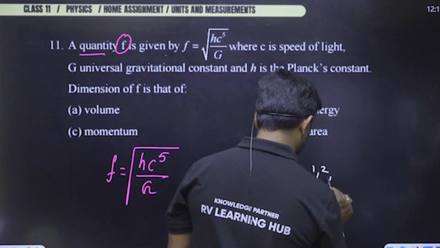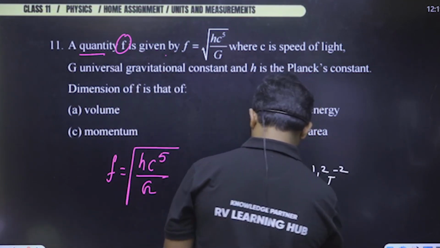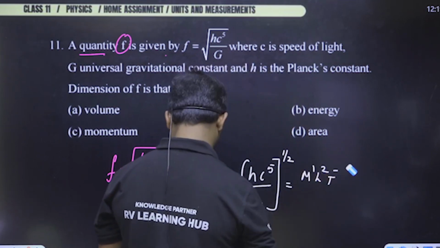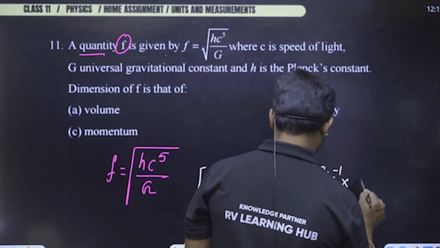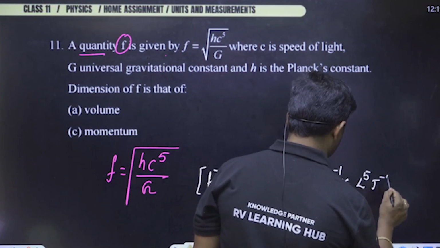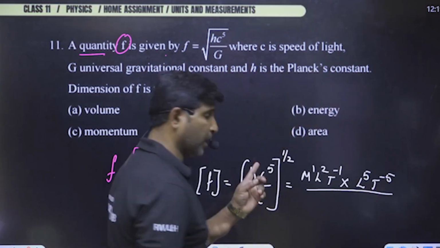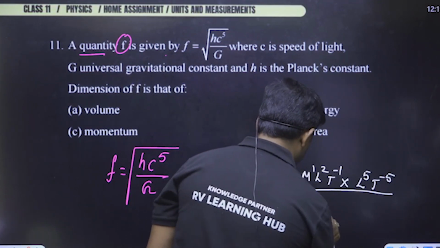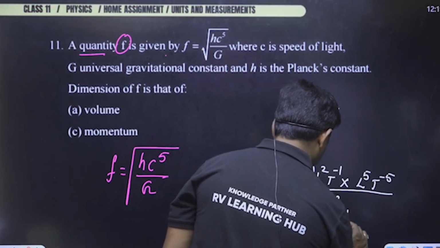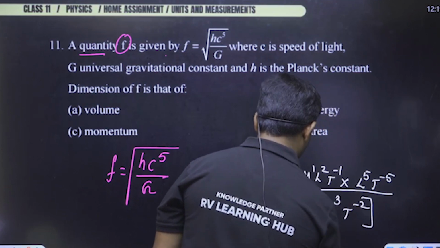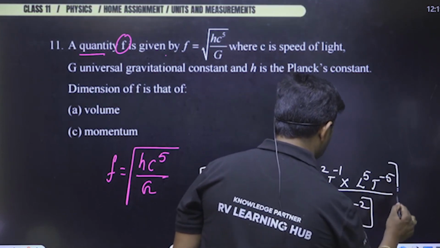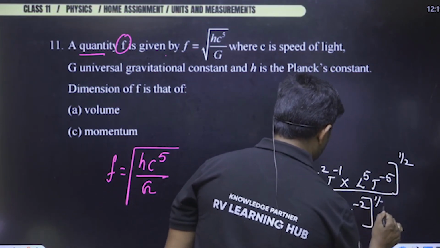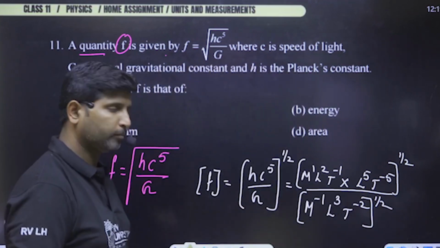M power 1, L power 2, T power minus 1 is the dimensions of H here, into C, which is L power 5, T power minus 5, C power 5, is it there, no? Because of that reason I am writing like this. Then we can write M to the power of minus 1, L power 3, T power minus 2, whole to the power of 1 by 2. We should not miss that.